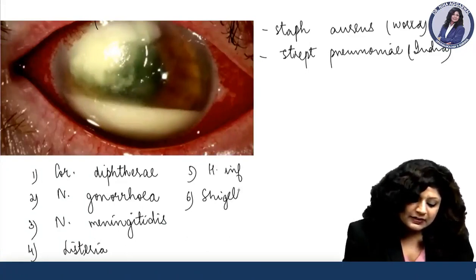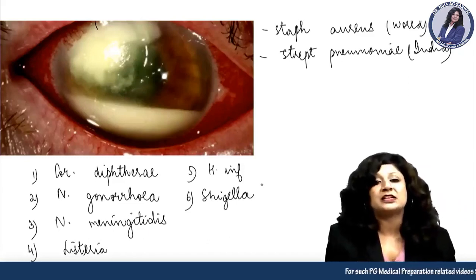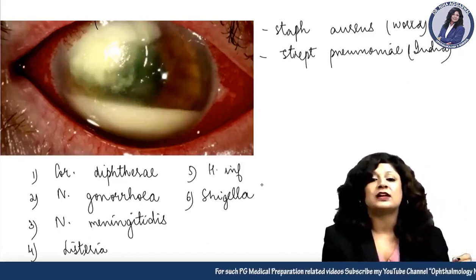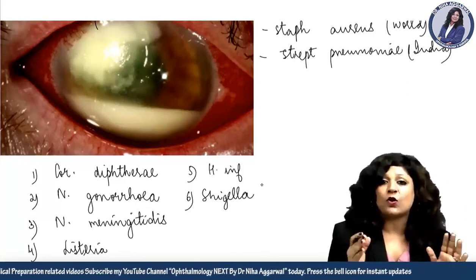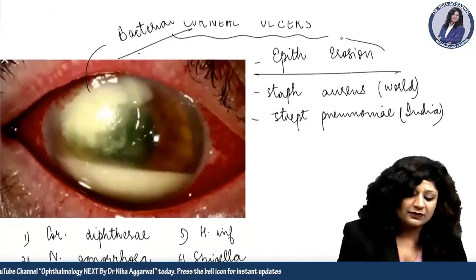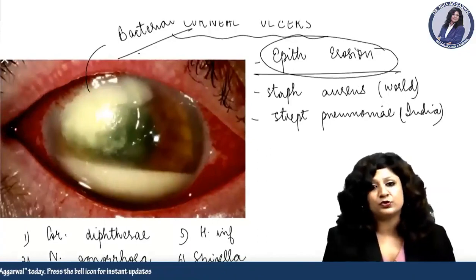Now, this is again an important MCQ. All those bacteria which can invade the intact corneal epithelium are these. And apart from this, they will always cause corneal ulcer whenever there is epithelial erosion.